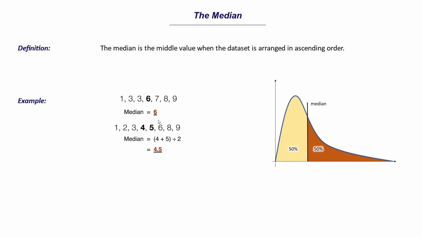So whenever there is an odd number of values, you just take the central value as the median. When there is an even number of values, you take the two central values and divide by 2, and you would get the median. So this is about it.